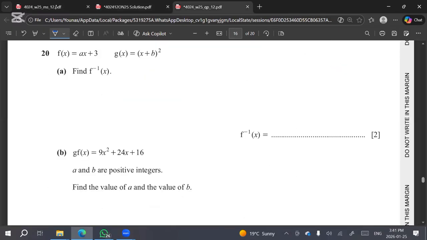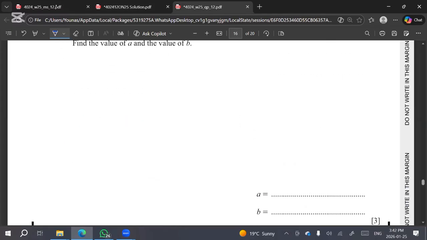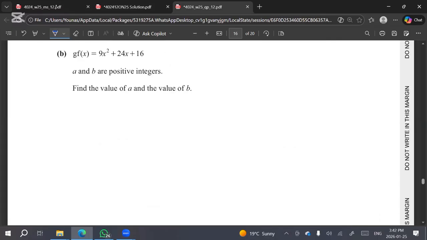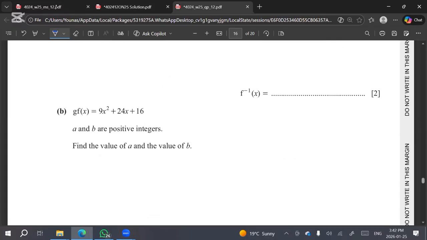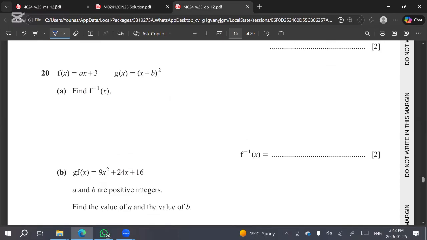Okay, then we are going to the b part. Question number 20, and it's the b part, and it is of 3 marks. We have to find out the value of a and b. He says in the b part, gf of x is equal to 9x squared plus 24x plus 16. a and b are positive integers. Find the value of a and the value of b.